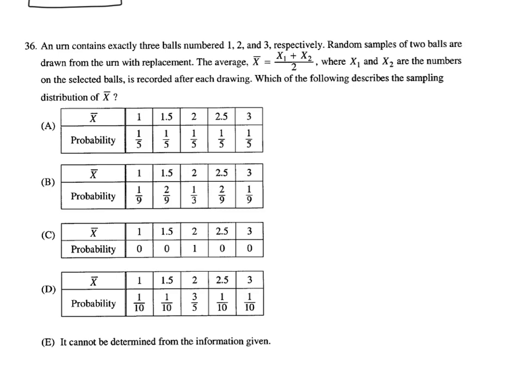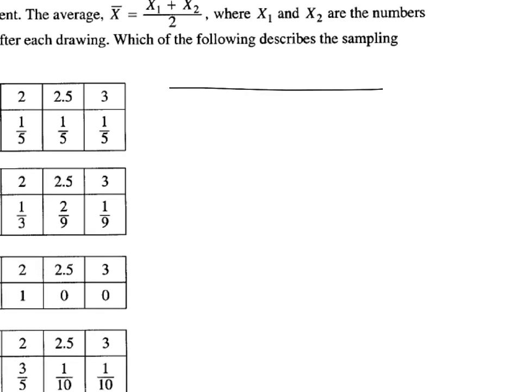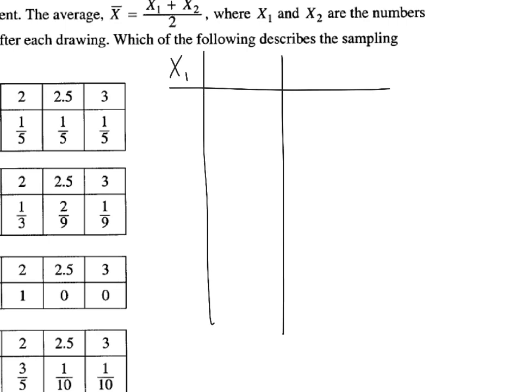Number 36, an urn contains exactly 3 balls numbered 1, 2, and 3. Random samples of 2 balls are drawn from the urn with replacement. The average, x bar, where x1 and x2 are the numbers on the selected balls, are recorded after each drawing. Which of the following describes the sampling distribution of x bar? Okay, so when we're doing this, first we are going to draw 2 balls. Then we can find the average of those 2.